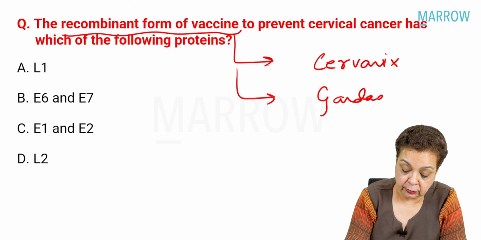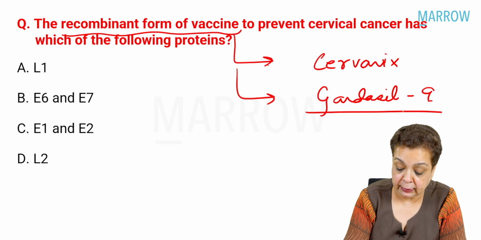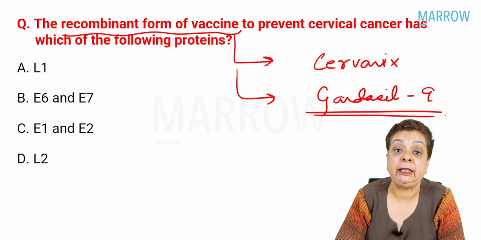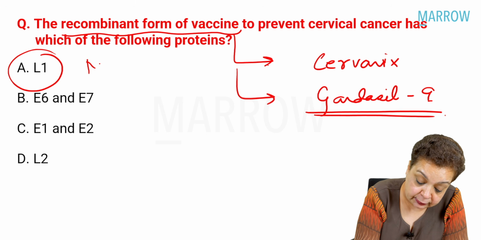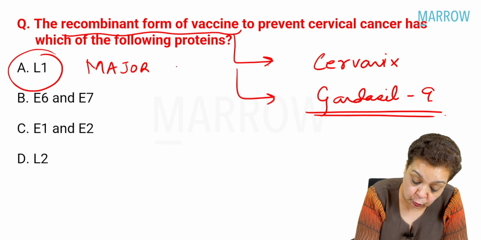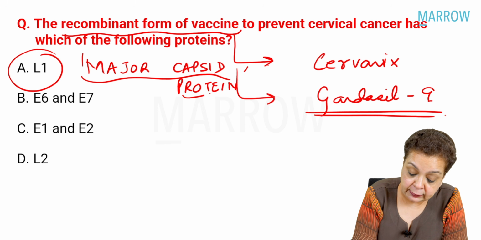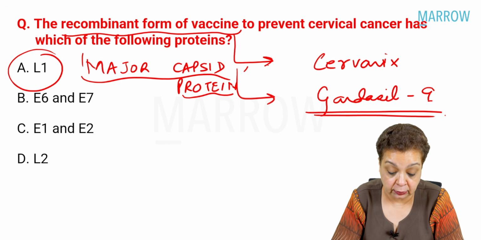At present, the Gardasil vaccine is Gardasil 9. Okay, and what do these vaccines contain? They contain the L1 protein, which is the major capsid protein. This is very, very often asked in our exams, as the component of the Gardasil or the Cervarix vaccine to prevent cervical cancers.